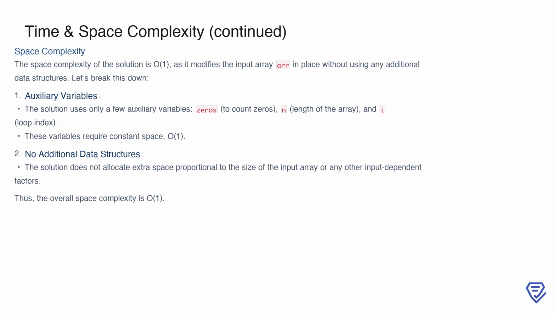The algorithm modifies the input array in place without creating any additional data structures, which means it operates with O(1) auxiliary space. Breaking this down, the solution uses a few auxiliary variables such as zeros to track the number of zeros, n for the length of the array, and I for the loop index. All of these variables require constant space. Importantly, no extra space is allocated that scales with the size of the input array or any other input-dependent factors. This lack of additional memory usage ensures that the overall space complexity remains O(1).